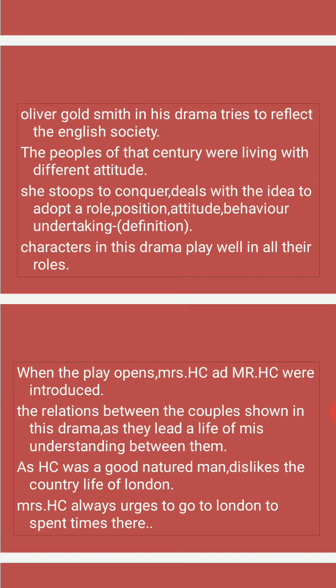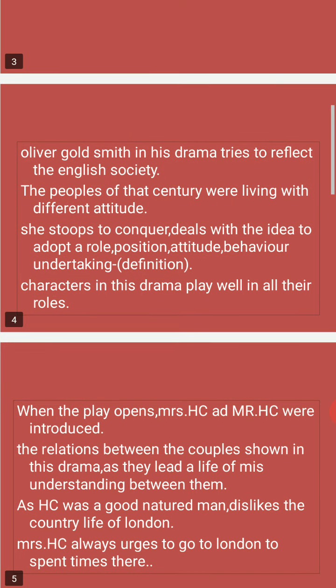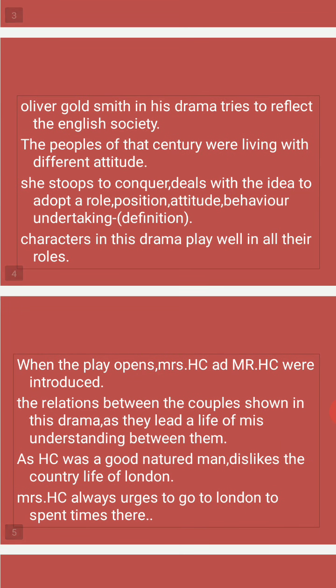She Stoops to Conquer deals with the idea to adopt a role, position, attitude, behavior, undertaking. So the definition of She Stoops to Conquer is that it deals with the idea to adopt a role, position, attitude, behavior, undertaking. This may be your 2 mark question in your exams, dear. Last year it was in the 2 marks: what is the meaning of She Stoops to Conquer? So mark it down in your notebook.